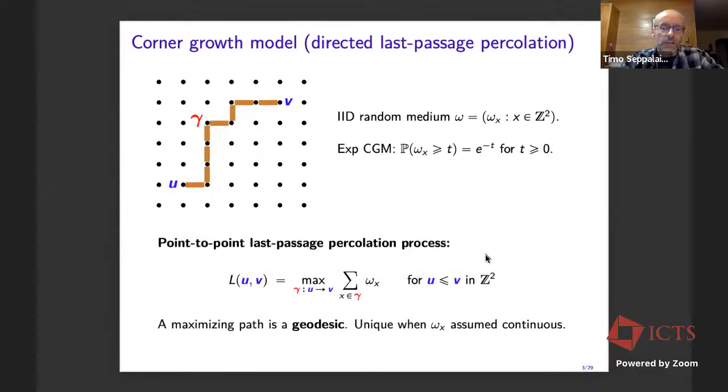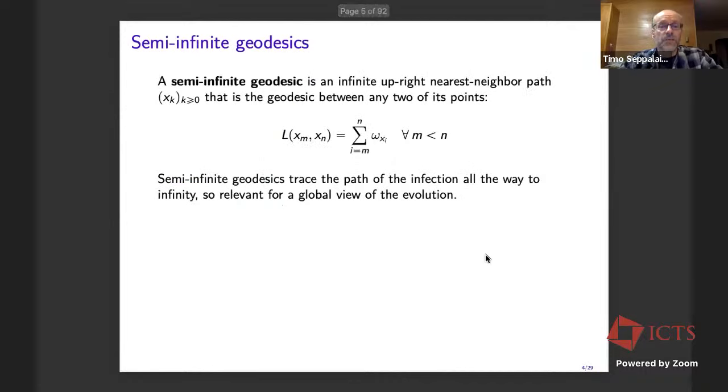And just make a note of my notation here. The weights are omegas. The last passage value on the lattice is a capital L. U and V are ordered sites on the plane. And then, of course, a maximizing path is a geodesic. And when weights are continuous, like they are in the exponential case, the geodesic is unique. And the geometric object of interest now is the semi-infinite geodesic. That's a semi-infinite path on the lattice, an increasing path, so steps go up and right, with the property that it gives the geodesic between any two of its points.